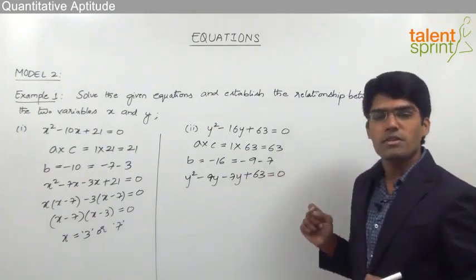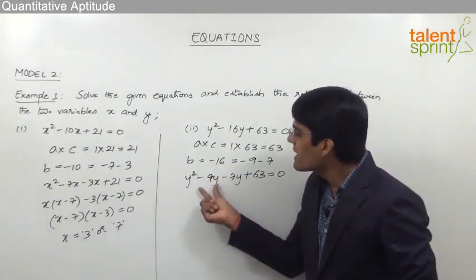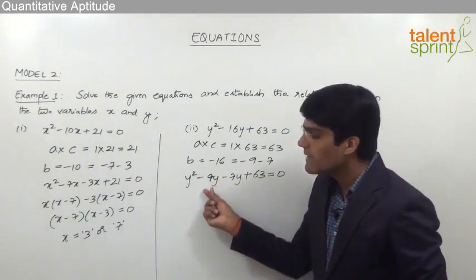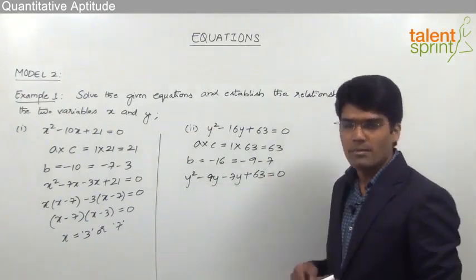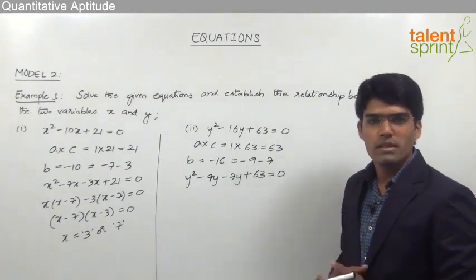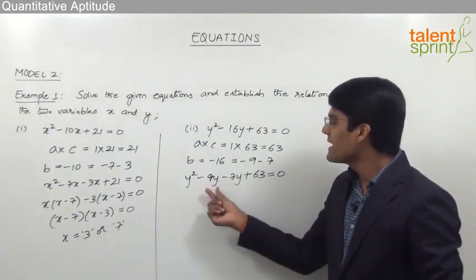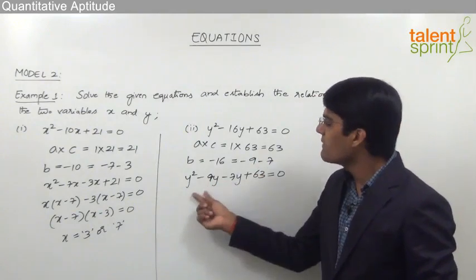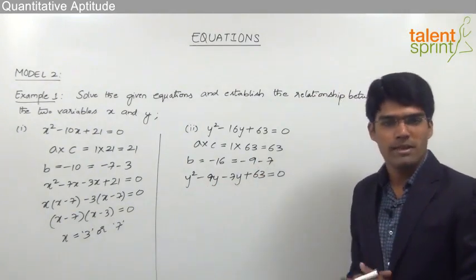One important point which I would like to mention here is whether you take minus 9y first or minus 7y first doesn't make a difference. Why? Because at the end of the solution we finally get the same two roots for the given equation. So whether we take minus 9y minus 7y or minus 7y minus 9y, the answer will not be affected.